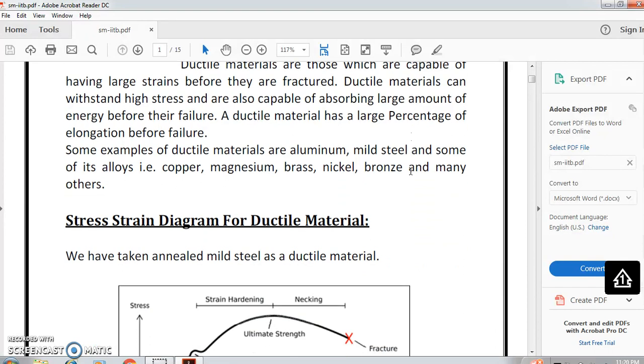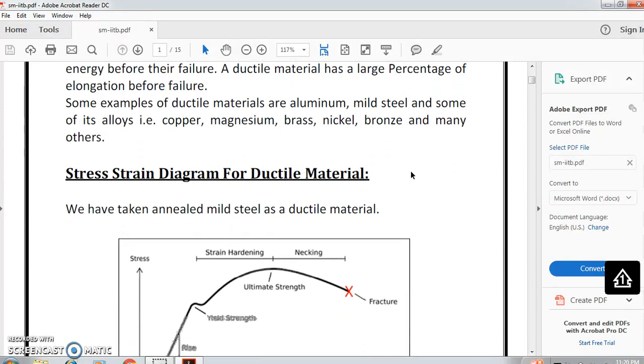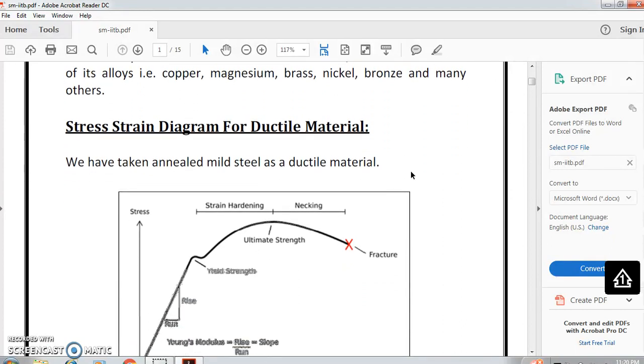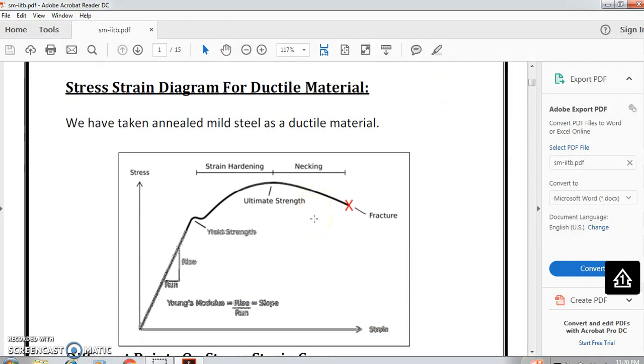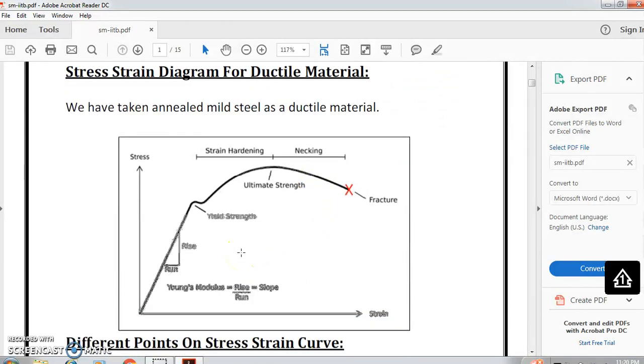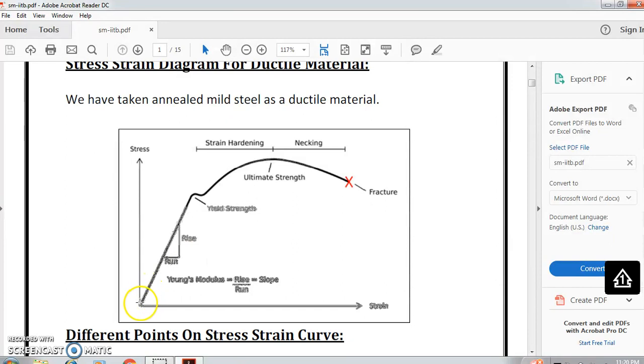Now we'll see the stress strain diagram for ductile materials, especially for mild steel. So this is the stress strain diagram for ductile materials. In this diagram we are going to observe the different stages. From the origin up to this point is a straight line, and then it has some curve, and then it has some large curve. After that, at the end point, it fails.